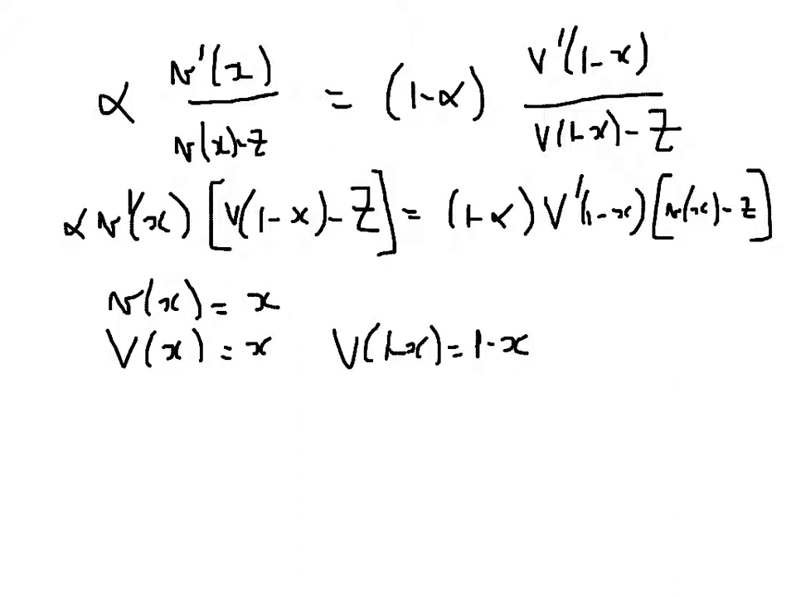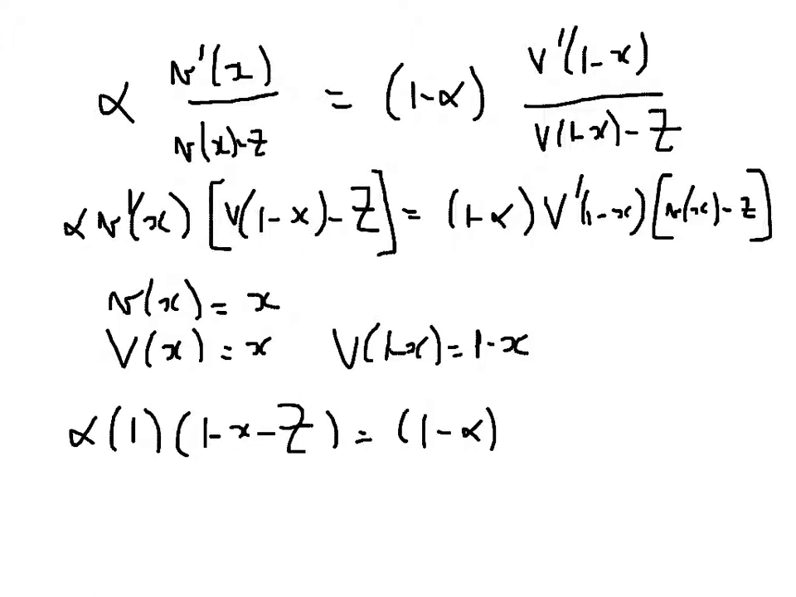So, continuing, I get alpha times 1, because v prime now is simply becoming 1, now that v of x is x, times 1 minus x minus capital Z is equal to 1 minus alpha, times v prime becomes negative 1, because I'm looking at the derivative, but the function is defined not with respect to x, but with respect to f of x being 1 minus x, so the derivative using the chain rule is negative 1 times x minus z. Okay.